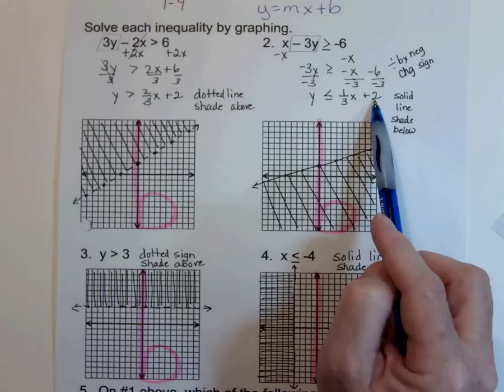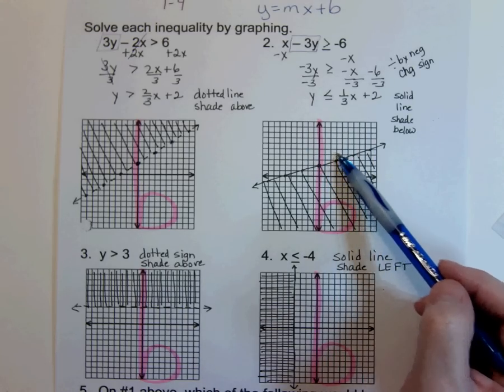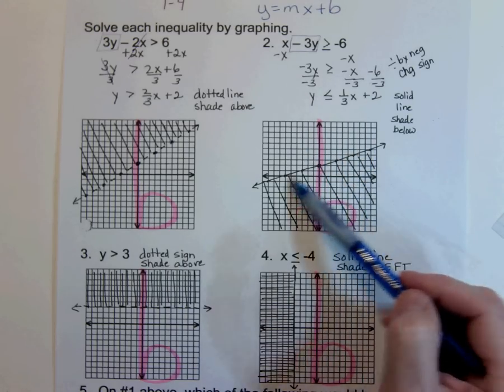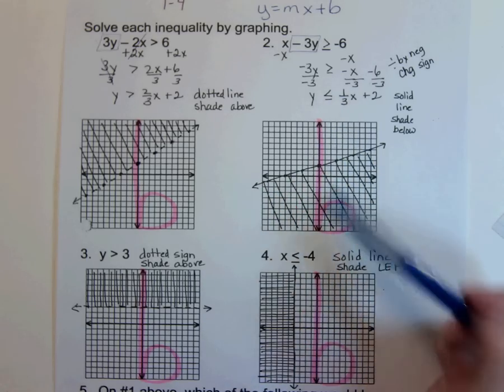Starting at a positive 2, walking up 1 over 3. Up 1 over 3. Good, 3 lines to make a solid line, because this has a solid showing equality, and this one would be shaded below.